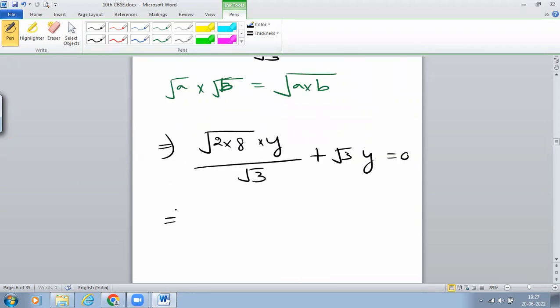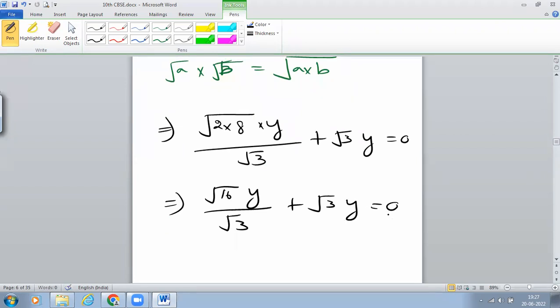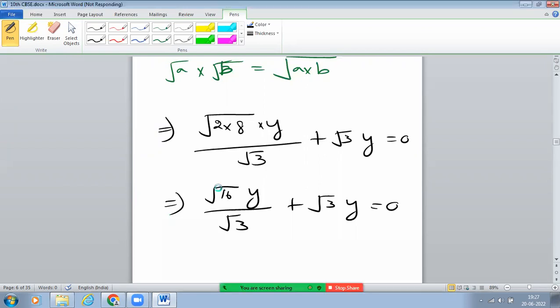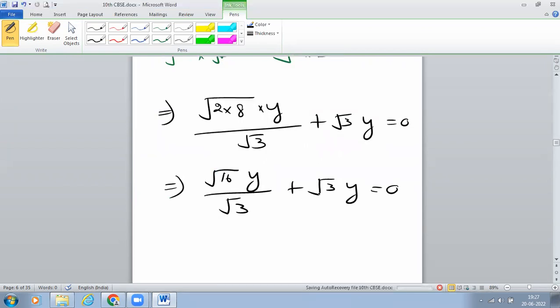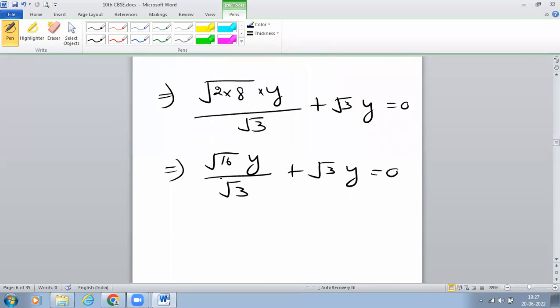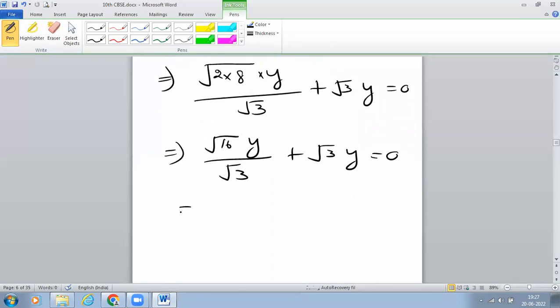Now next step, what is root of 2 into 8? Root of 2 into 8 is root 16. So root 16 into y divided by root 3 plus root 3y, which is equal to 0. Are you able to understand these steps? Yes, sir. Now listen, what is the value of root 16? 4. Square root of 16 means you have to think about which number is multiplied twice to get 16. That is 4, right? 4 4s are 16. Therefore, square root of 16 is 4. So we'll get 4y divided by root 3 plus root 3 into y is equal to 0.